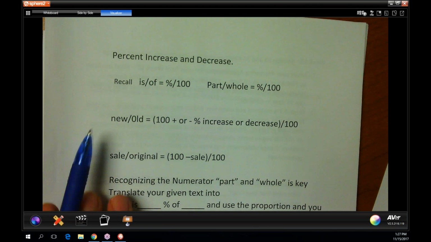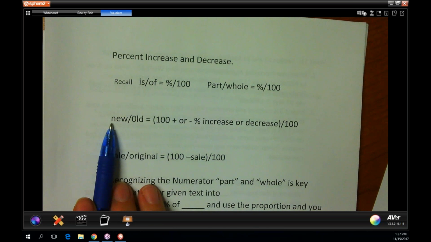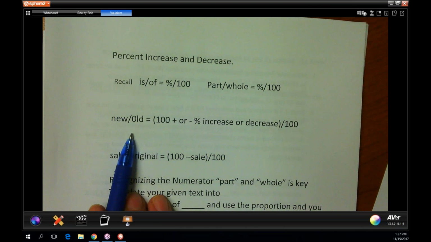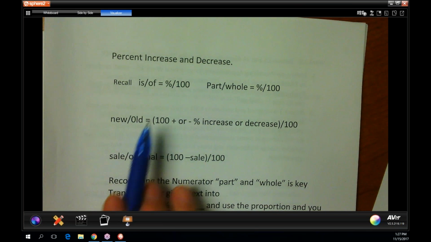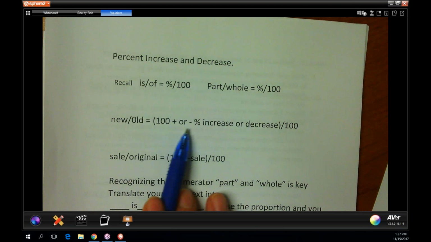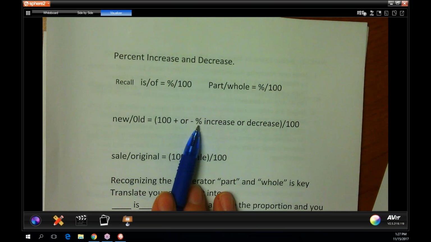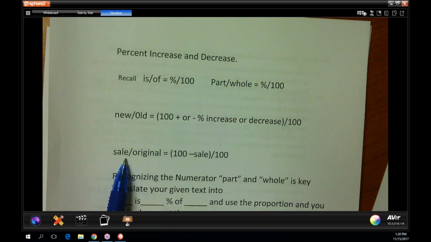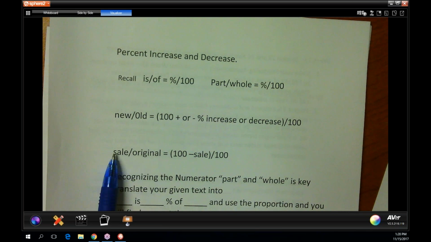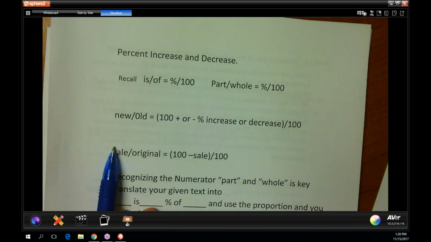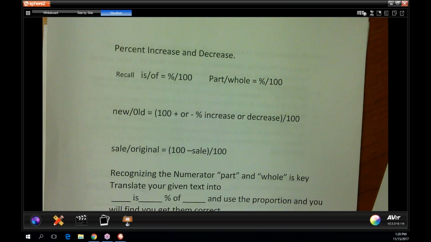Well, now we're going to have some other keywords or key things to consider. A lot of times there's a new amount and you're comparing it to an old amount. And the percent is going to be a 100 plus a percent increase or a 100 minus a percent decrease over 100. Could also be an original price and a sale price, or an original price and a price after a tax.